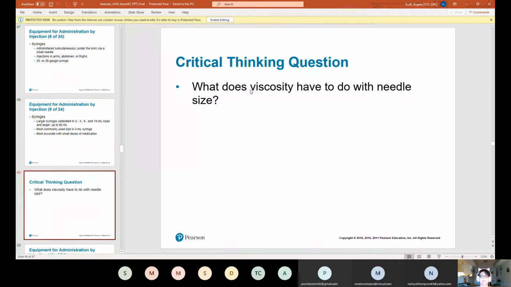Okay, does anybody know what the word viscosity means? I'm trying to wake y'all up here. Anybody? Thickness. Yeah, that's exactly right. How thick something is. And we choose the gauge of our needle by one, the size of our patient, but two, the viscosity of the solution we're going to be administering.